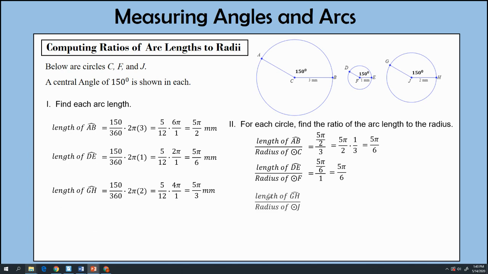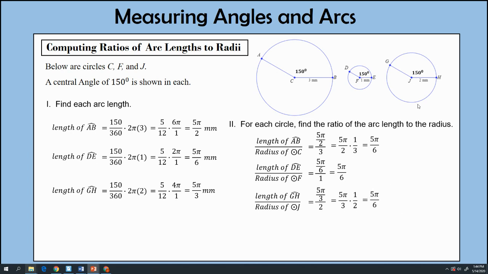And then do our last one. The arc length of GH divided by the radius of circle J. So the arc length of GH is 5 pi over 3. The radius of circle J is 2. So 5 pi over 3 divided by 2 is the same as 5 pi over 3 times a half. Multiply numerators and denominators, I get 5 pi over 6.